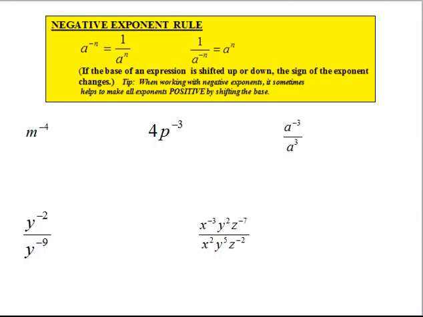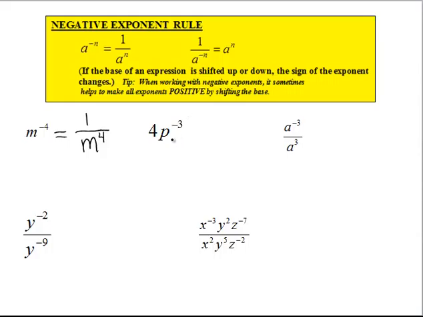So now, let's look at the given examples. We have m to the minus 4. Now recall that this looks exactly like this first rule right here. So then we just write it as 1 over m to the 4th. We change the exponent to a positive by writing m to the 4th in the denominator, 1 over that.